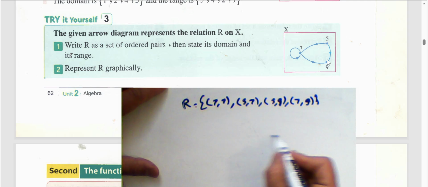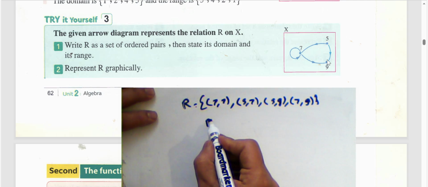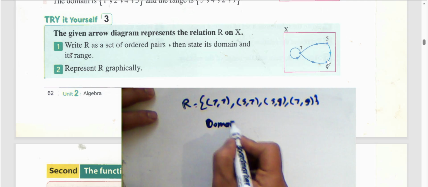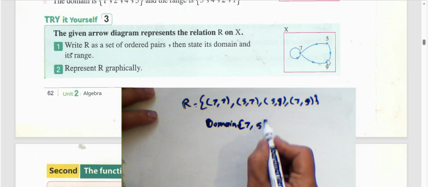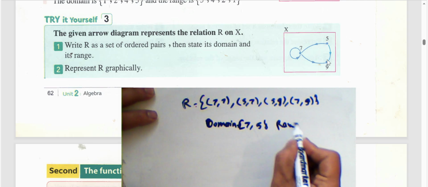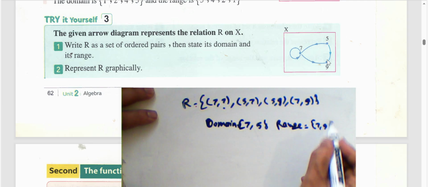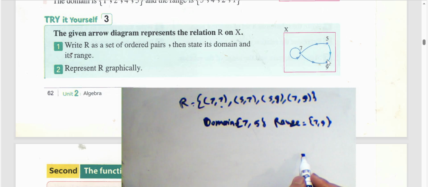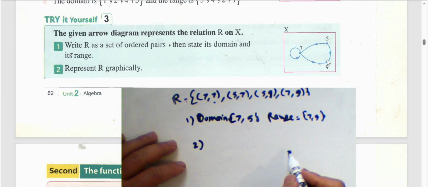Then we can represent graphically and write the domain. Write 7 and 5, and the range will be the second, 7 and 9. And then number 2, we can represent graphically this information.